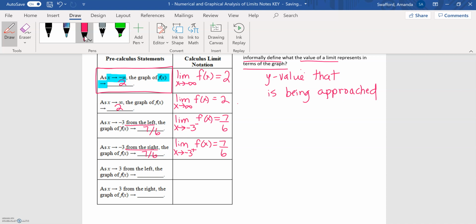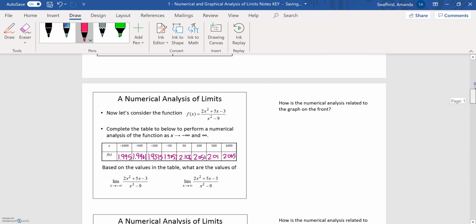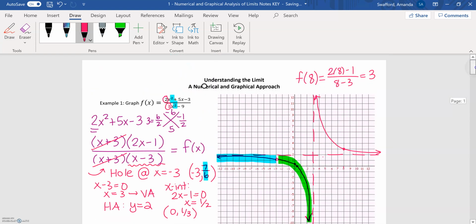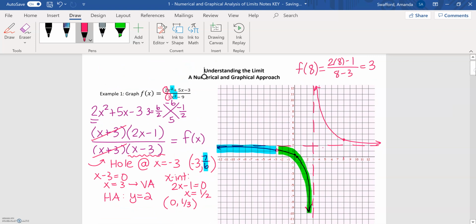Okay, now let's look at 3 from the left and 3 from the right. So we need to go back to our graph and examine approaching 3 from the left and 3 from the right. As you recall, x equals 3 is a vertical asymptote. So as I approach 3 from the left, on the left side of 3, the graph's just going down, down, down, down, down, and approaching negative y values.